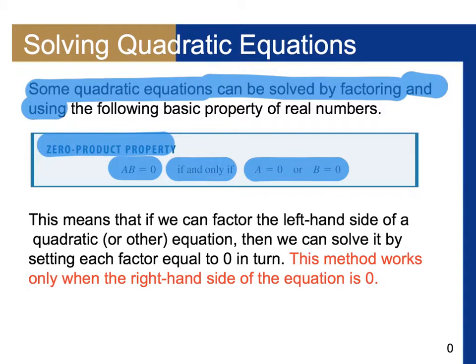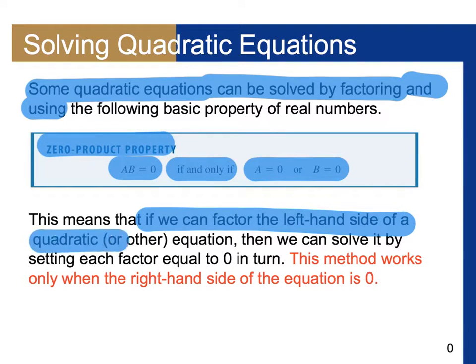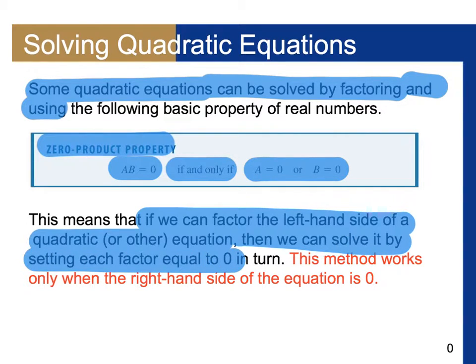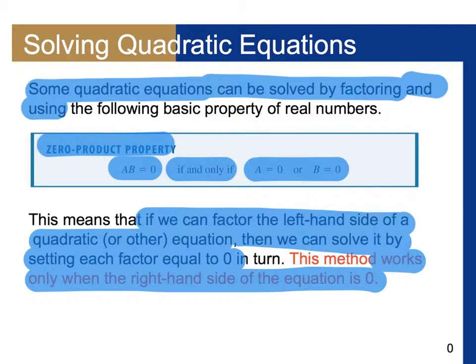Now that means if we can factor the left-hand side of a quadratic equation, then we can solve it by setting each factor equal to 0. Okay. Now this method works only when the right-hand side is 0. So that's important that the right-hand side of the equation is equal to 0. Okay. So make sure that we have 0 on one side when we do this.